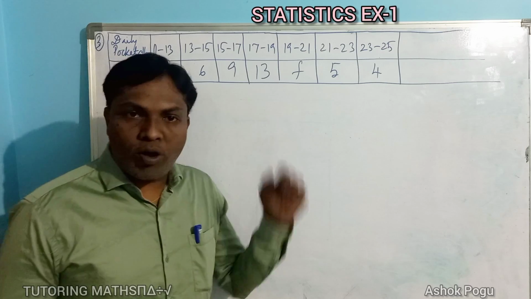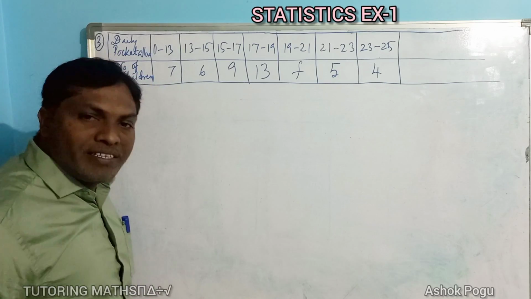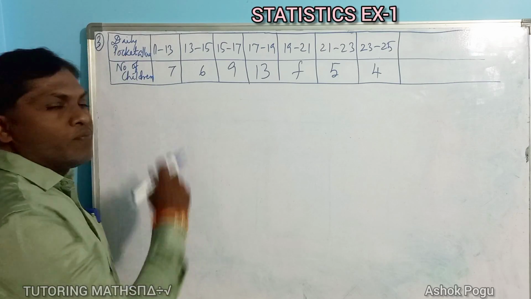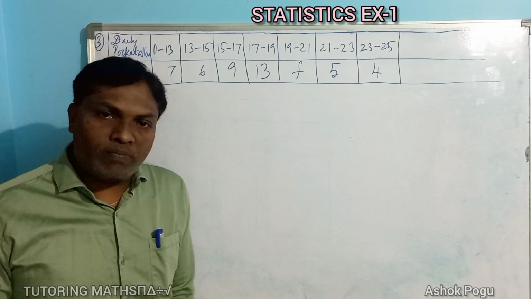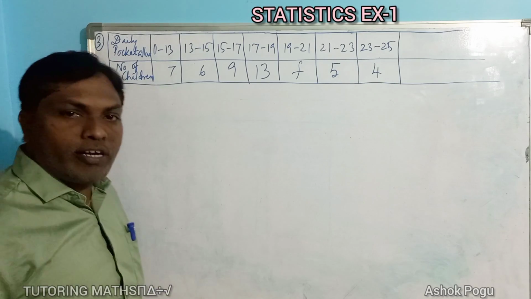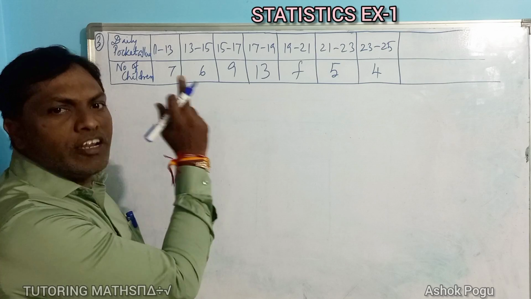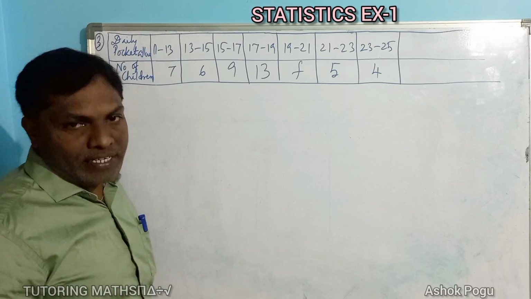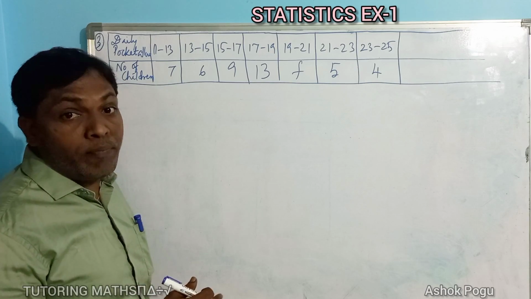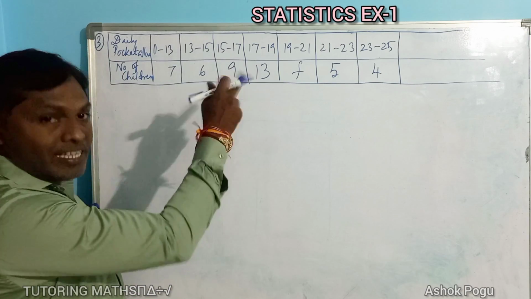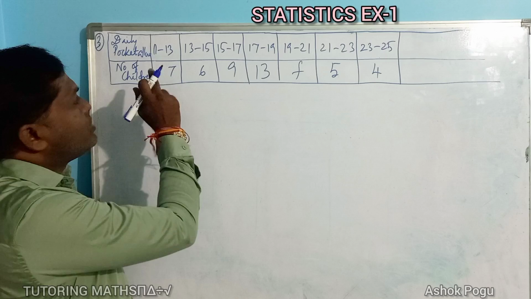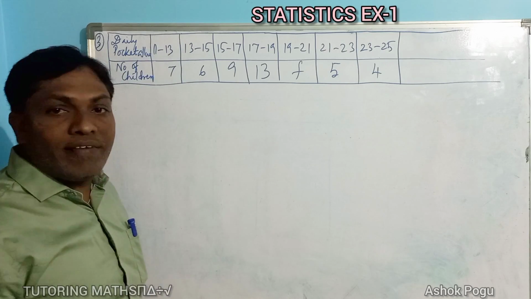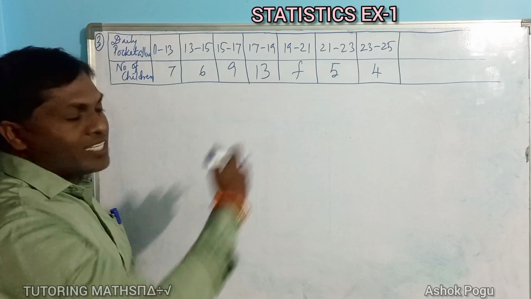Okay, let's enter the problem. This is question number 3, the third question from the first exercise of the Statistics chapter. Here, this is the raw data. This is the information about the daily pocket allowance. The daily pocket allowance data is given, and the number of children and how much pocket allowance they are getting is given.